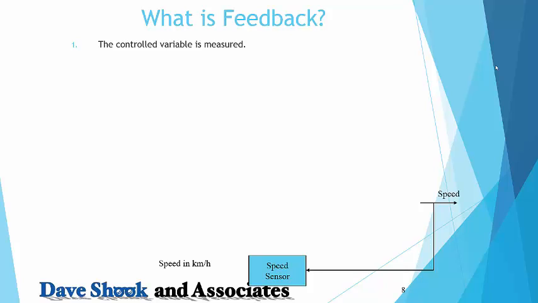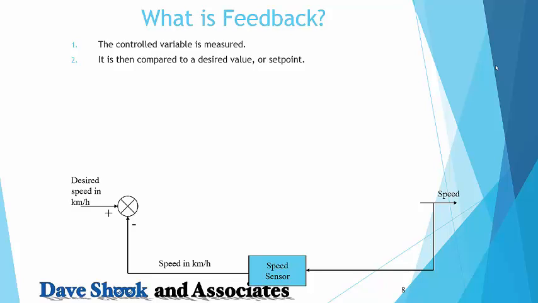So we draw this block diagram, which is our graphical language for communicating control, and we distinguish between the raw speed, the true speed, and the measured speed. That measured speed is then compared to a desired value or set point. Set point is another term that we use, and the set point is the value that you want your controlled variable to be at. So if you're driving on a road where the speed limit is 80 kilometers per hour, then your set point will probably be something around 80 kilometers per hour. It's the desired value of the controlled variable.